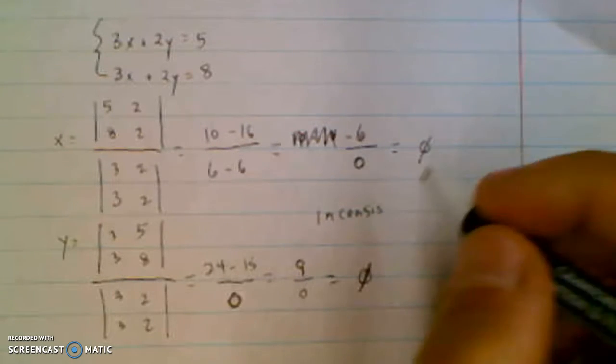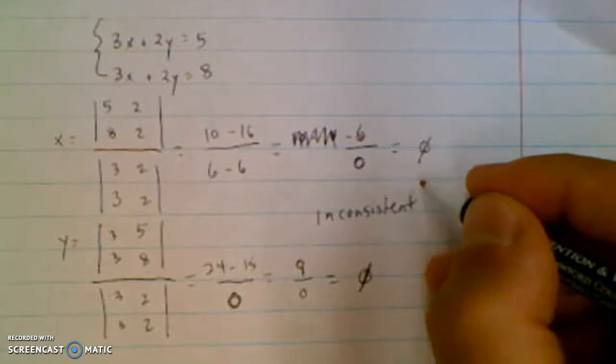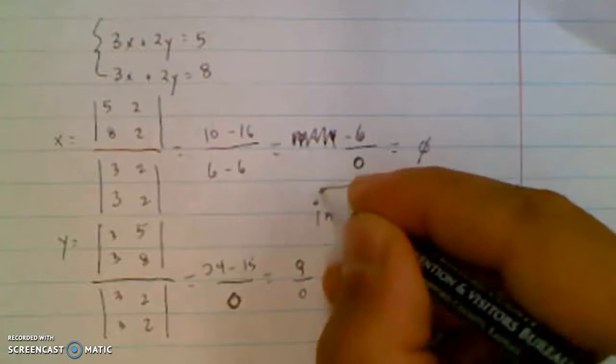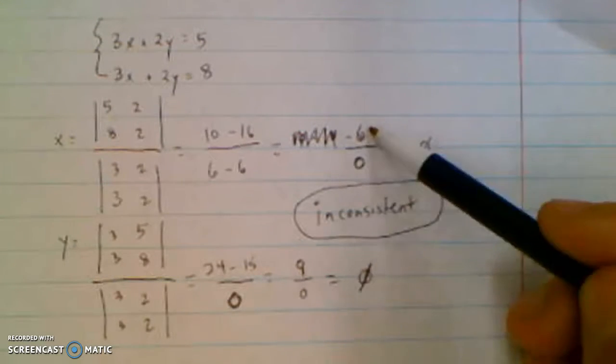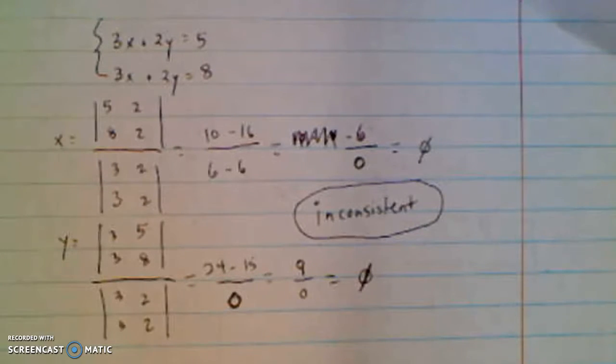This is the example where we have two parallel lines that never intersect. So that's when numerator is a constant that's not 0 and denominator is 0. Inconsistent, no solution. Next example.